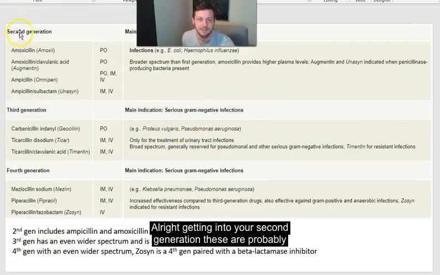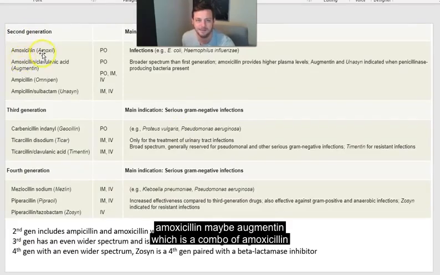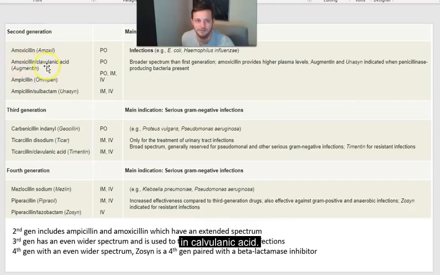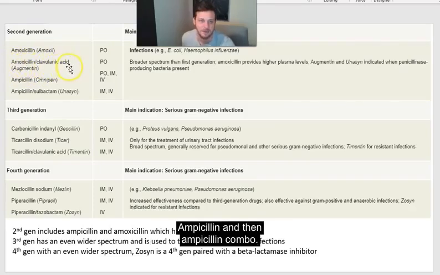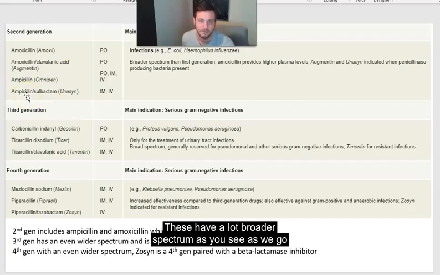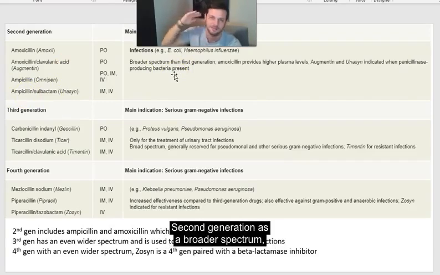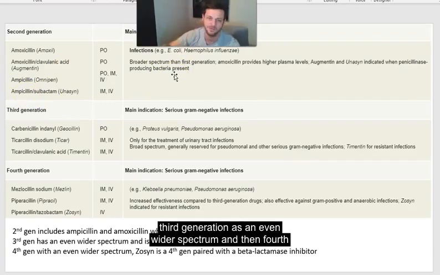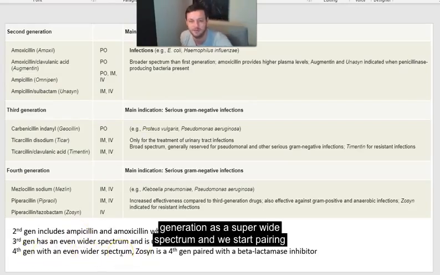Alright. Getting into your second generation, these are probably more of the penicillins that you've probably taken, like amoxicillin, maybe augmentin, which is a combo amoxicillin and clavulanic acid, ampicillin, and then ampicillin combo. These have a lot broader spectrum, as you see as we go through the generations. Second generation has a broader spectrum. Third generation has an even wider spectrum. And then fourth generation has a super wide spectrum.